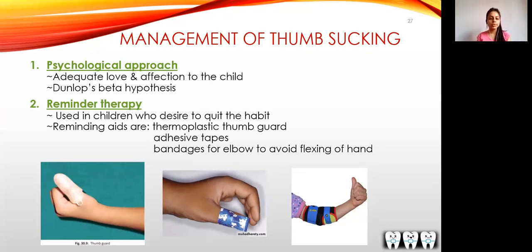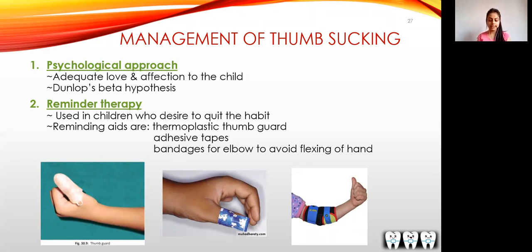The psychological approach includes giving adequate love and affection to the child, because it is said that when the child is deprived of adequate nutrition, love, affection, and care from the parent, they will develop this habit as a sign of insecurity.